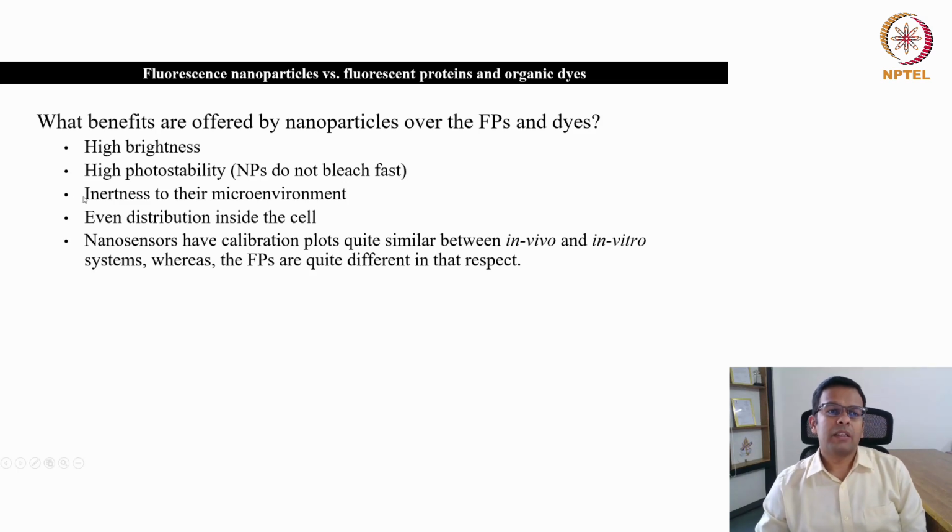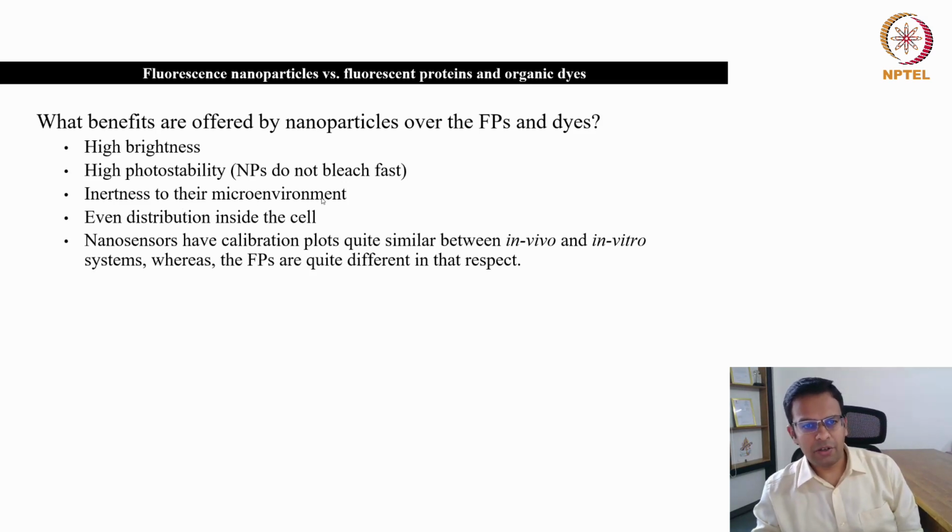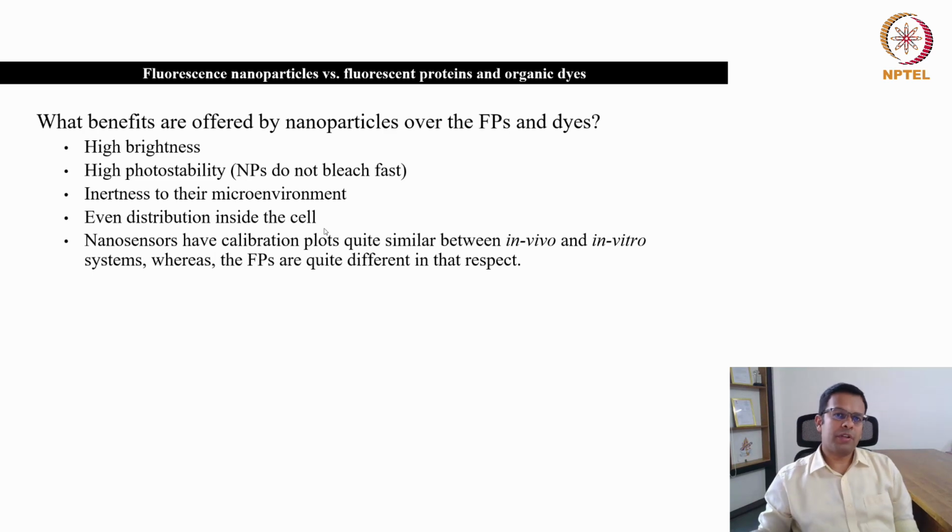The nanoparticles are also inert to their microenvironment. So if they go inside the cell, they will not interact with other cellular components, or non-specifically bind to them. Most of the time they are evenly distributed inside the cell instead of making aggregates. Some of them do make aggregates, but there are ways of surface modification by which you can avoid the aggregation of the nanoparticles inside the cell.